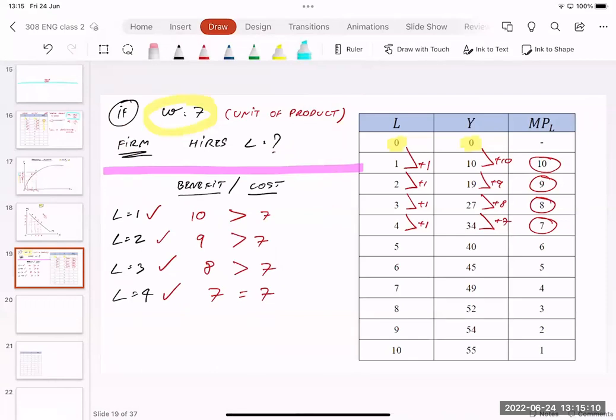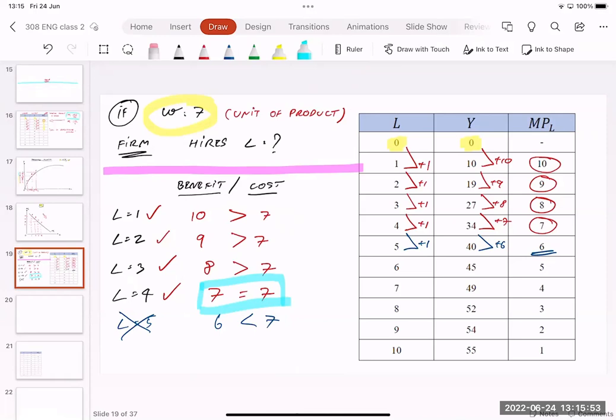How about hiring the fifth labor, from 4 to 5? They can help me produce 6 units more. This time the benefit is 6. However, the cost I need to pay for the real wage is 7. This is not a good idea. The benefit is less than cost, so I don't have the incentive to do that. I'm going to keep hiring labor until the benefit equals cost.